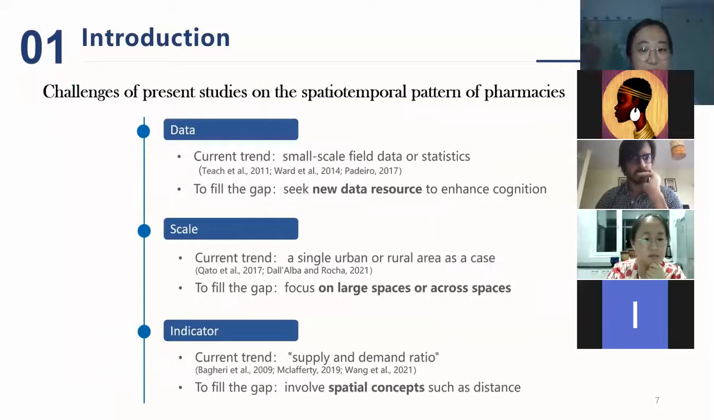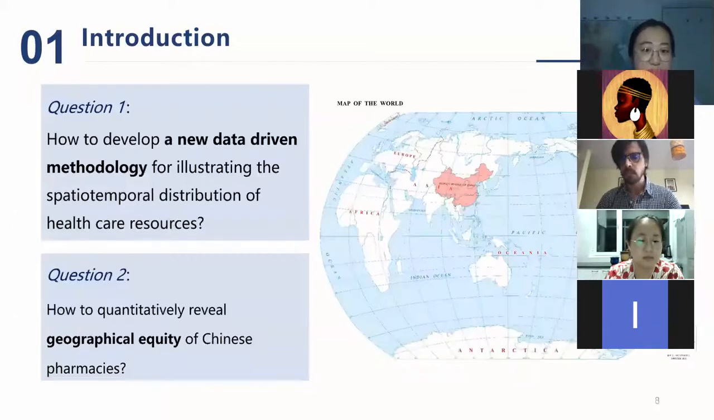Currently, studies on the spatial temporal pattern of premises still face some challenges. For example, most current studies use a single urban or rural area as a case, mainly relying on small-scale field data or statistical data. Therefore, seeking new data sources to enhance cognition of the spatial temporal pattern of premises in large spaces or across spaces is a significant challenge. Besides, most current studies use the supply and demand ratio between resource numbers and population, which does not involve spatial concepts such as distance. Therefore, the scientific questions we have addressed are as follows.